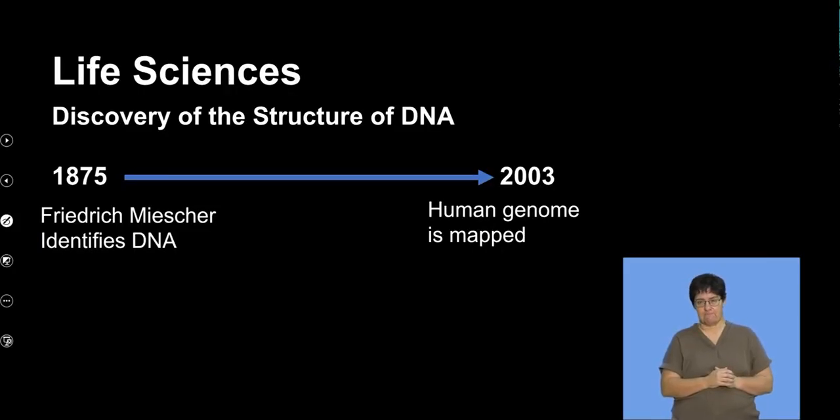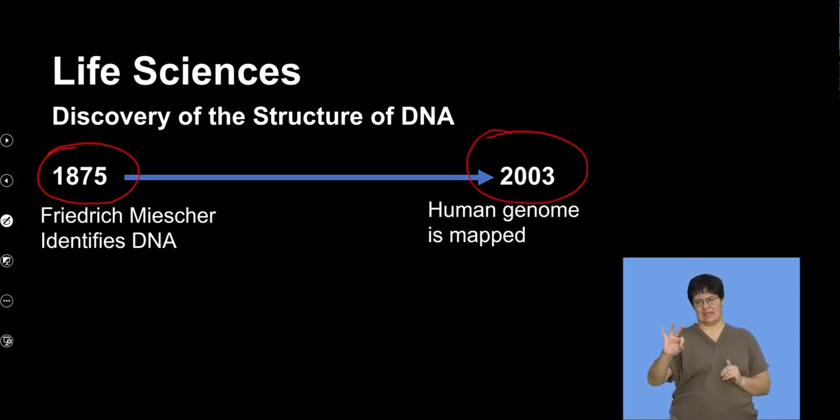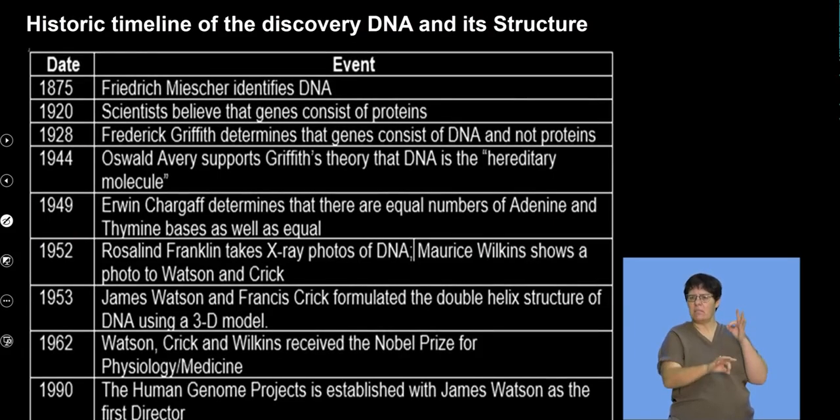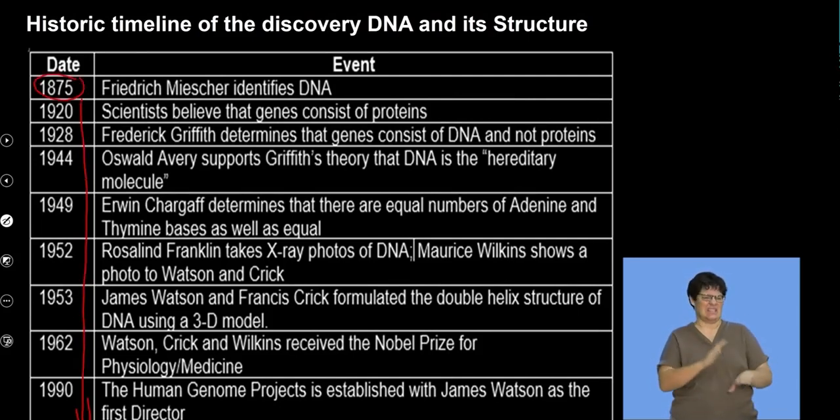So the discovery of DNA started very early in 1875, and it went on till actually 2003, with more significant progress in recent years around DNA and its application. Frederick Miescher was who identified the DNA. Very early, he did some simple experiments to try and identify DNA. This table talks about the timeline, and I'm not going to spend too much time looking at this, but it's important that there were some really significant experiments conducted.